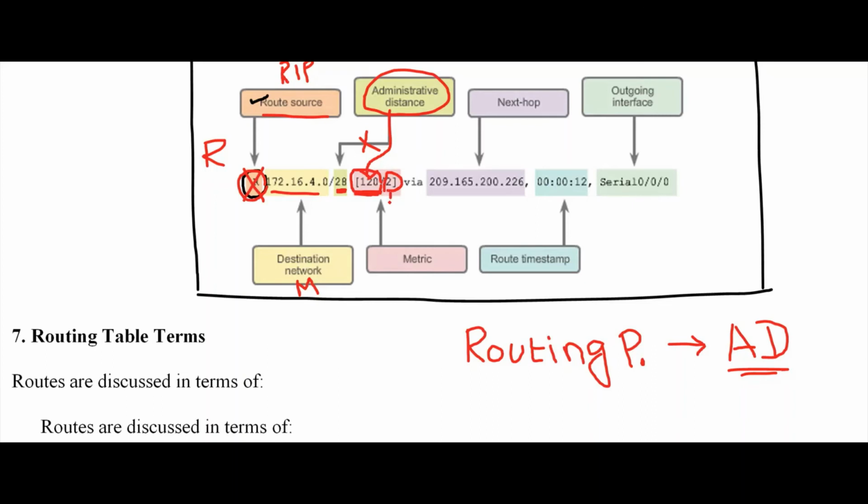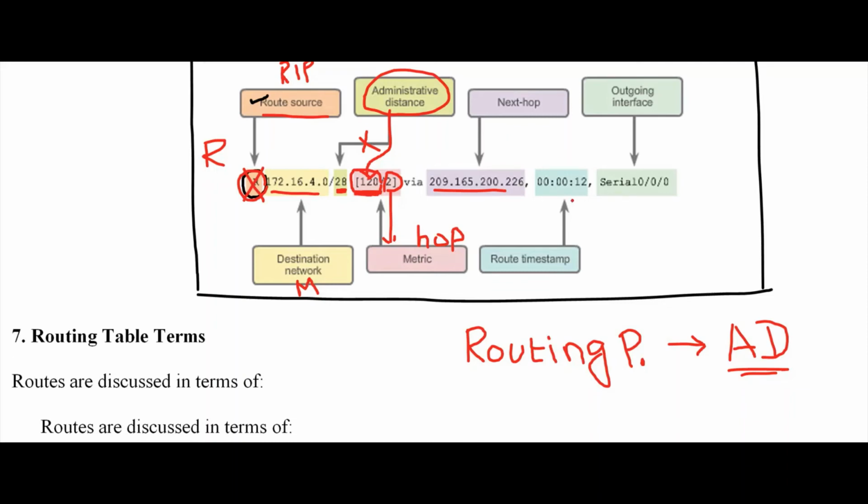Okay, this is the metric. So metric is nothing, it is the hop. That means the jump. Okay, this is going to be the hop. Then via. Via means the exit, the next hop. This is going to be your direction vector.